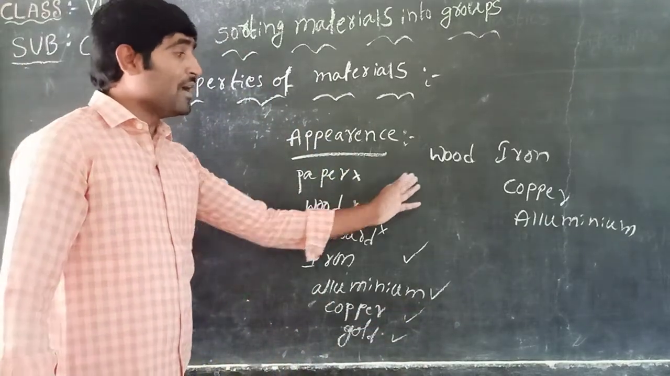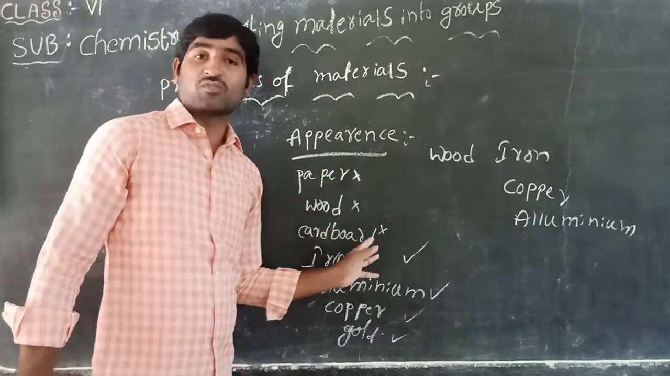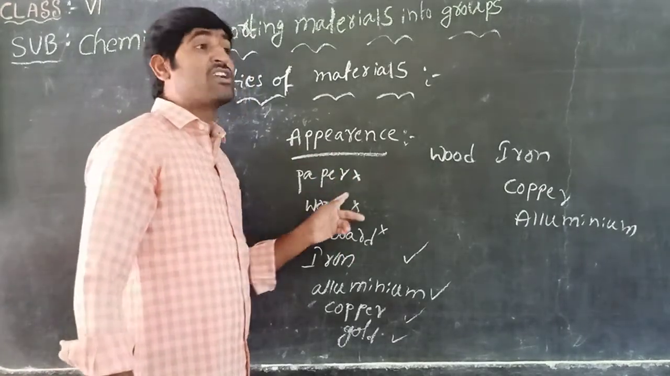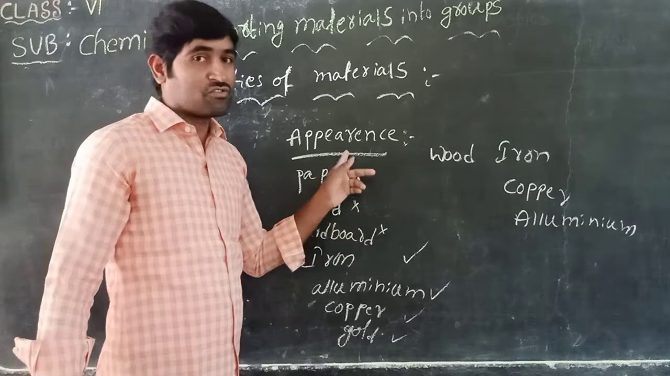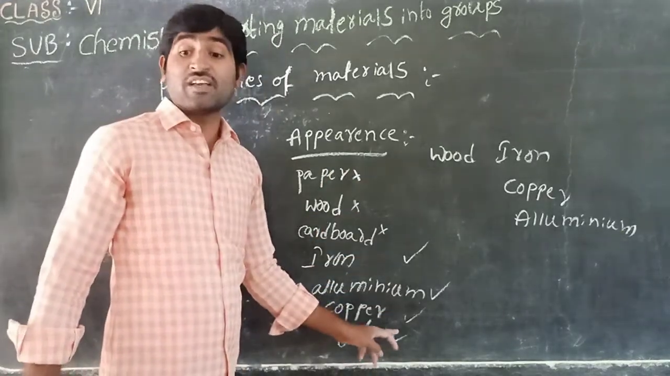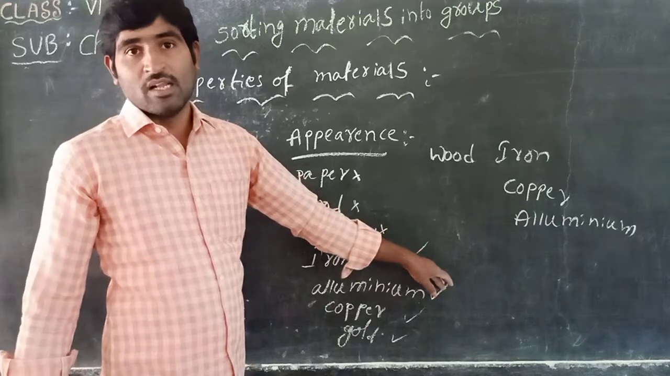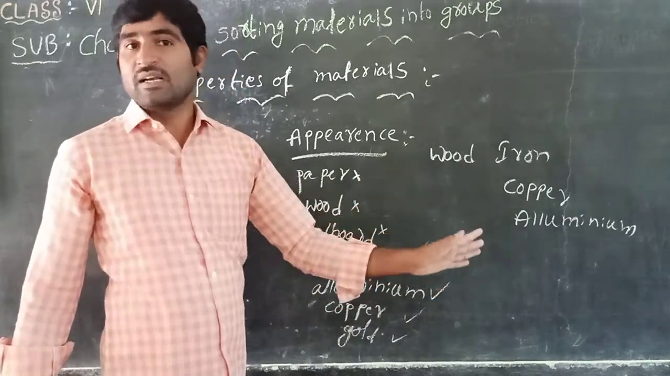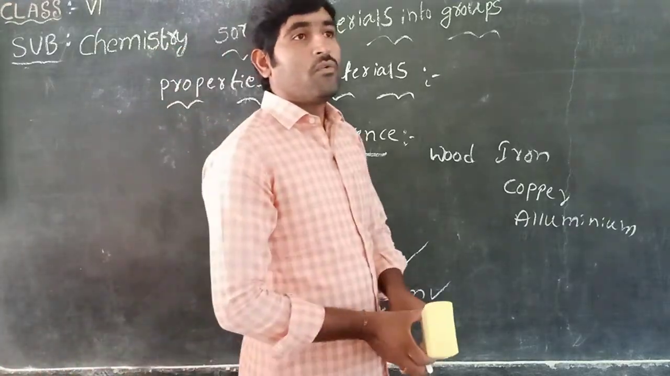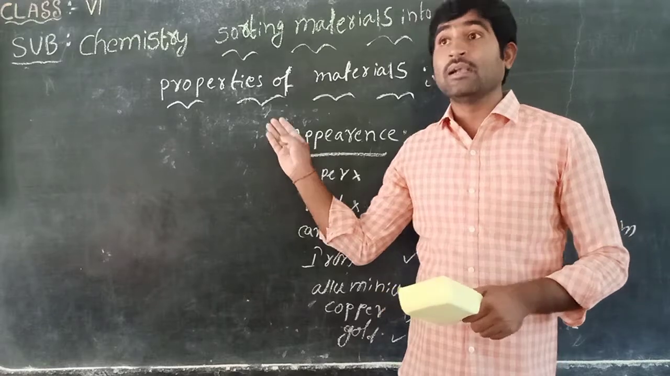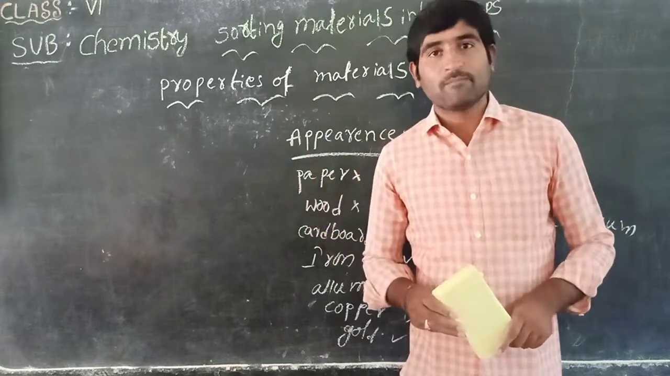So here, depending upon the shiny surface, we made two lists. In one list, paper, wood and cardboard do not have a shiny surface. Whereas iron, aluminium, copper and gold have a shiny surface. So depending upon the shiny surface, you have made the list. Understood, children? We will continue in the next lesson. Listen carefully and write some important points. Thank you, children.